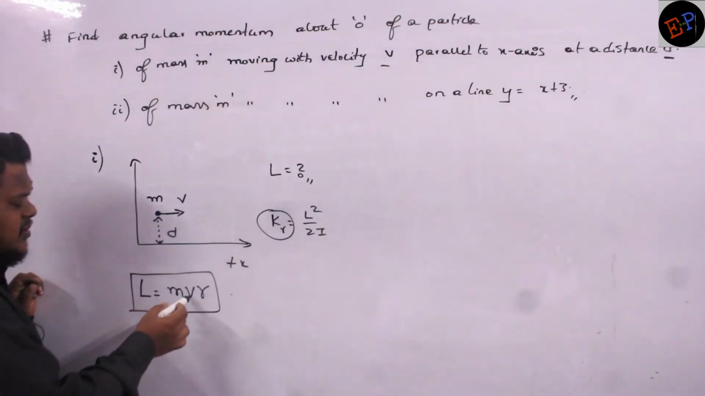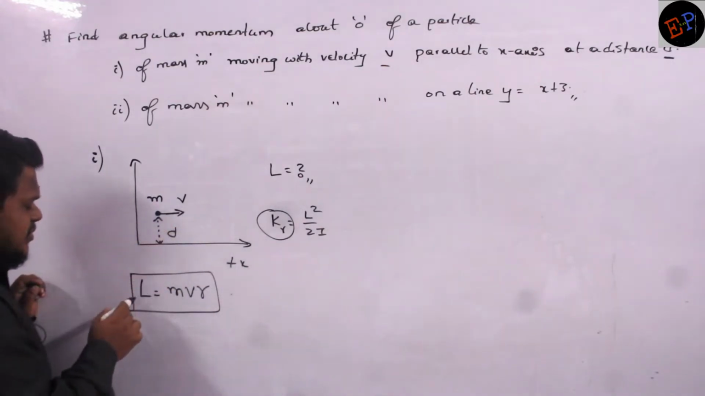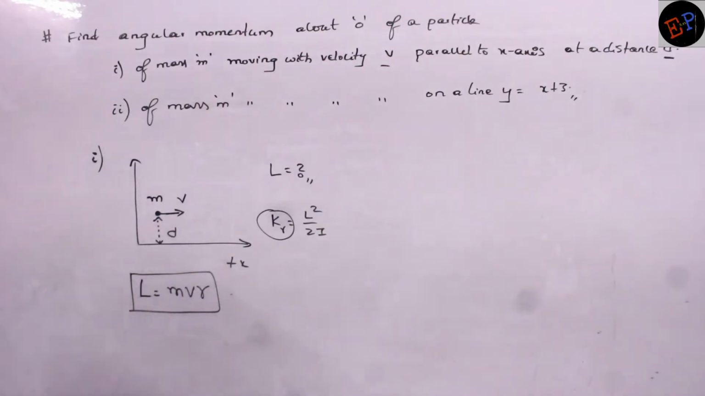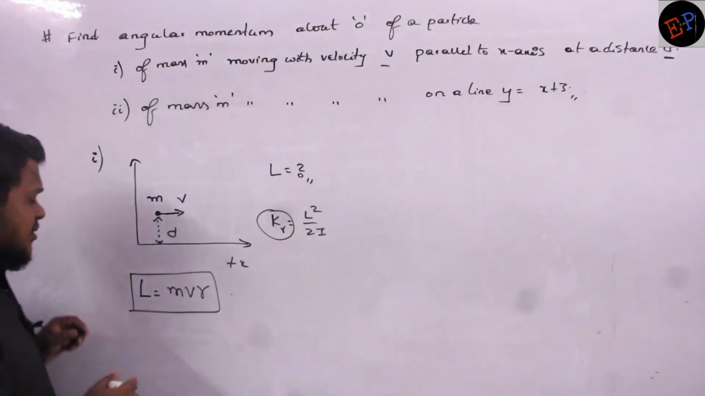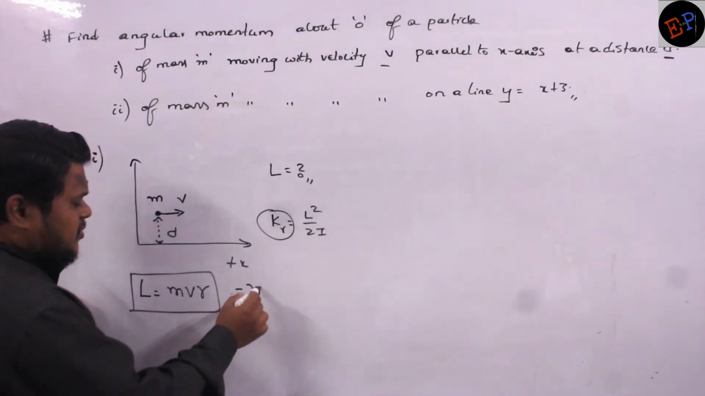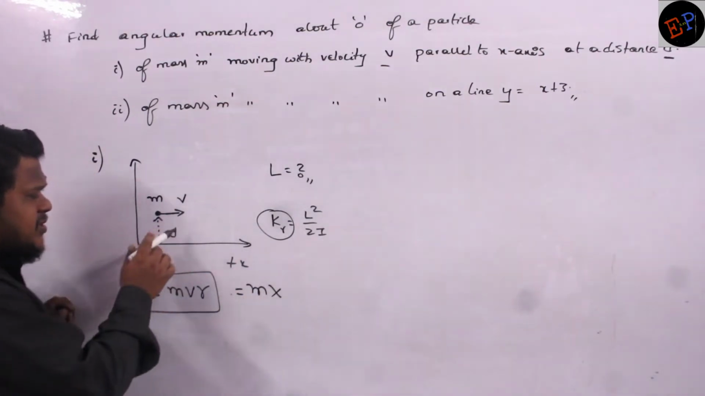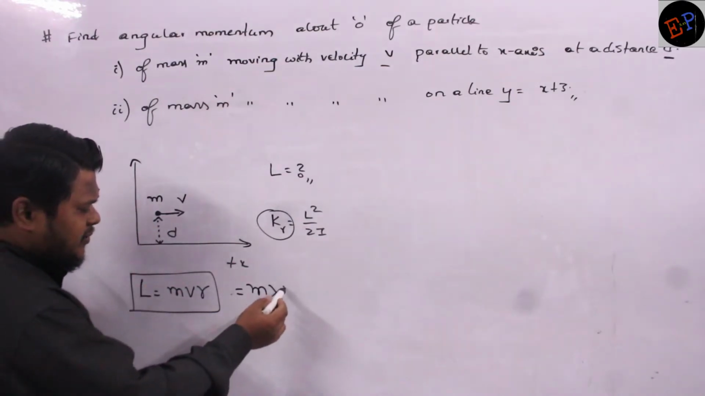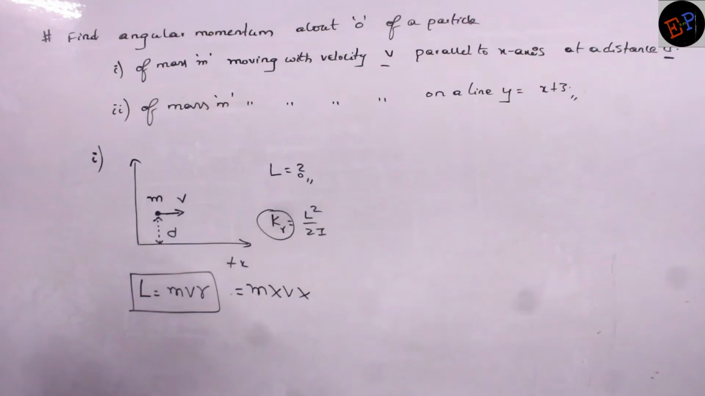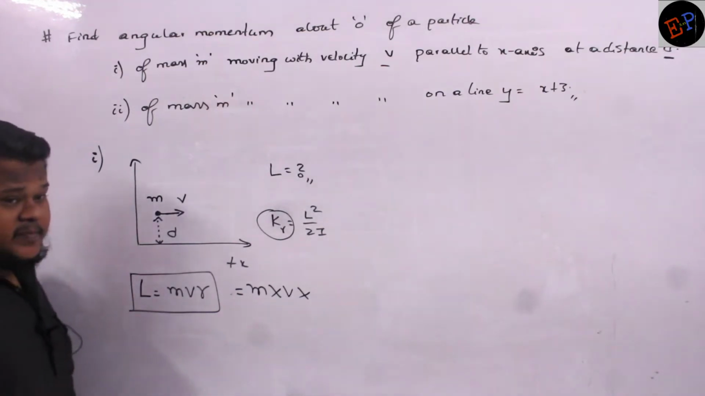When it is moving with a tangential velocity of v, then L is equal to m into v into r. This formula I can definitely use. Are you able to understand? So the mass of the particle is m. What is the tangential speed of this particle? v. And what is meant by r here? Which distance?